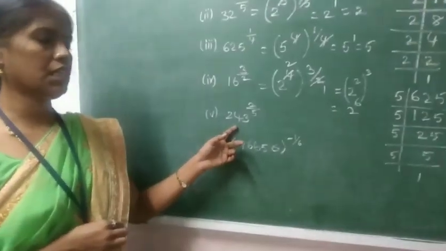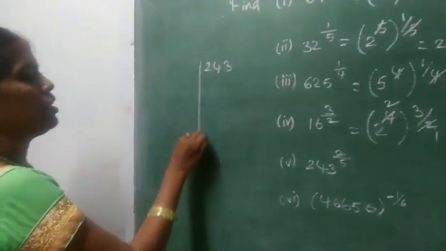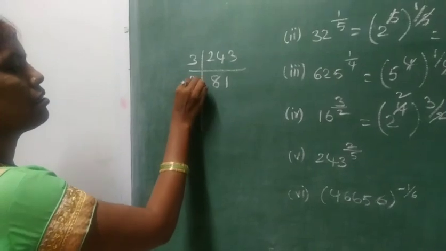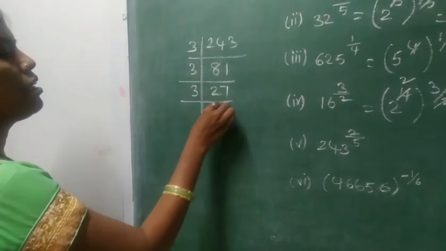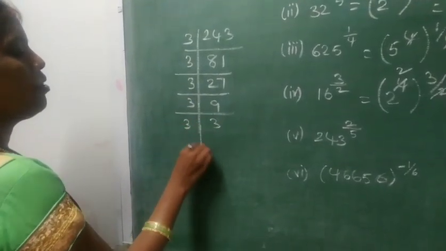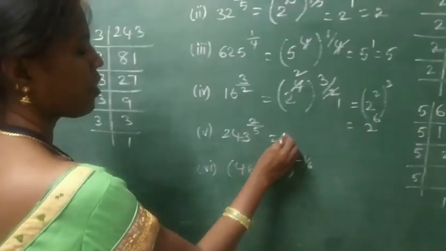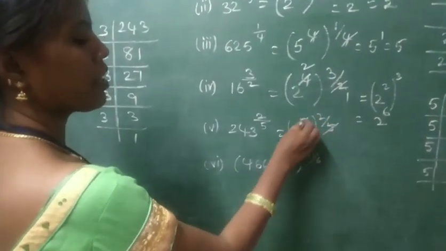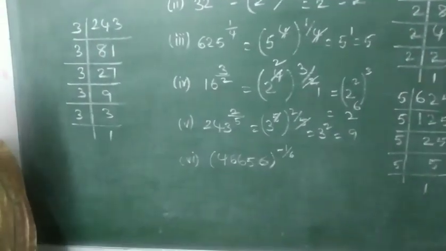Here 243. How? We'll see. With 3 we will divide. 3 eights are 24, 3 ones are 3, 3 twos are 6, 3 sevens are 21, 3 nines are 27, 3 threes are 9, 3 ones are 3. That is 1, 2, 3, 4, 5. So (3⁵)^(2/5). The 5 cancels, leaving 3 squared, which is nothing but 9.